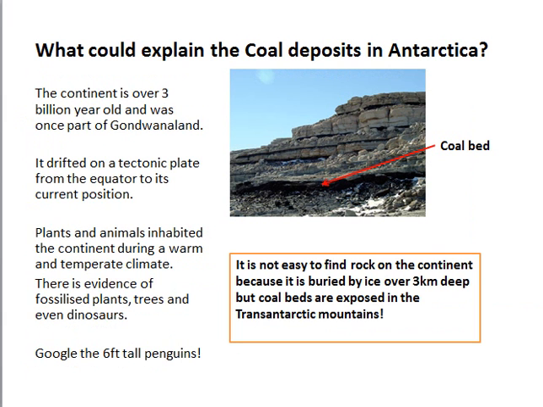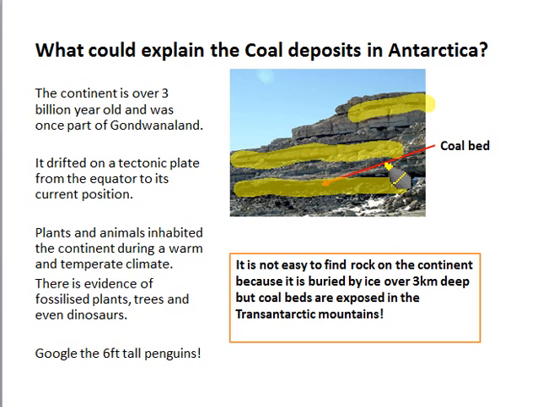So let's have a look at some coal deposits in Antarctica. So as we know, the dry valleys are not all covered by snow and ice, quite an unusual location. And if we have a look at these rocks, we can see coal seams in the rocks, really quite obvious here. So how on earth do we have coal in Antarctica?